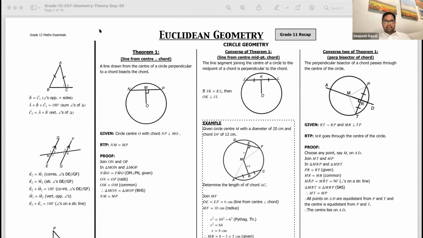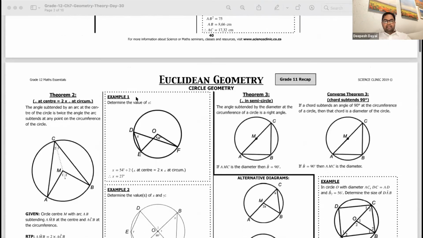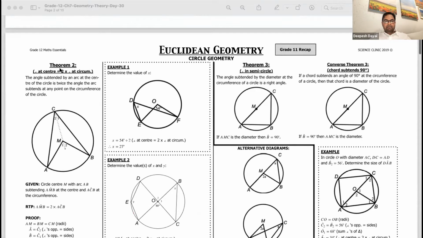Okay, we've got the second theorem. Angle at center is 2 times angle at circumference. Very popular. This one here, angle at the center equals 2 times angle at circumference. So if the angle at the center is 2x, then the angle at circumference would be x, right? Angle at the center is double that of the angle on the circumference, right?